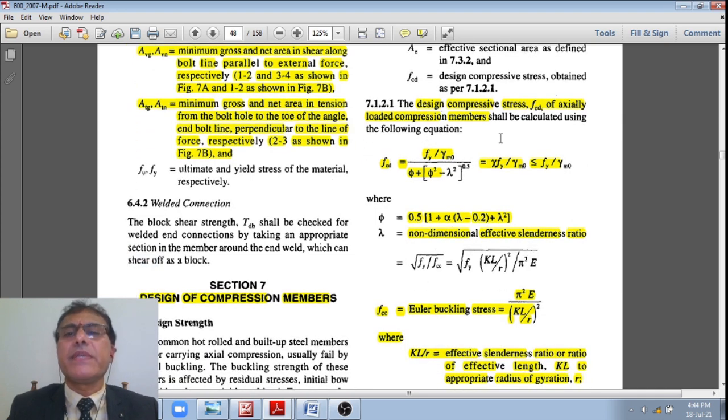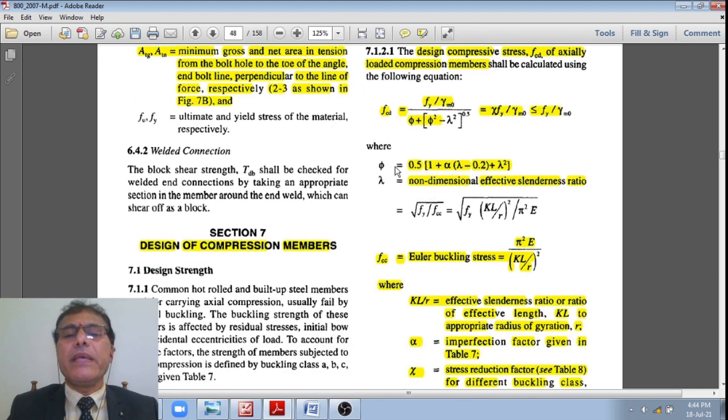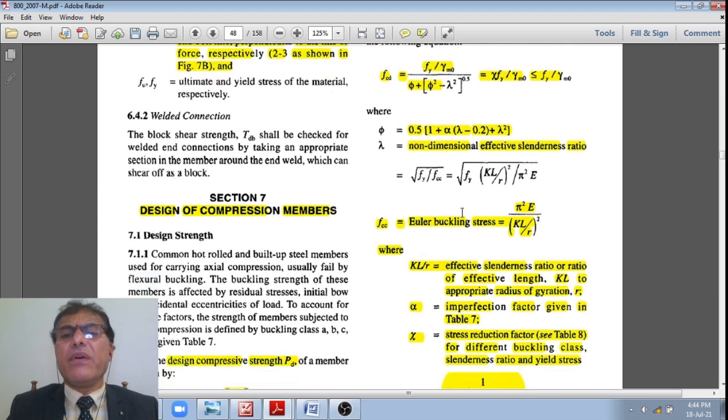The design compressive stress FCD of axially loaded compression members is equal to Fy divided by gamma m0, divided by phi plus square root of phi square minus lambda square, which is equal to chi multiplied by Fy divided by gamma m0, which should be less than or equal to Fy divided by gamma m0. Where phi is a parameter given by 0.5 multiplied by 1 plus alpha multiplied by lambda minus 0.2 plus lambda square, and where lambda is the non-dimensional effective slenderness ratio. It is not KL by r. It is non-dimensional, please make a note, student, which is given by square root of Fy divided by fcc, whereas fcc is Euler's buckling stress.